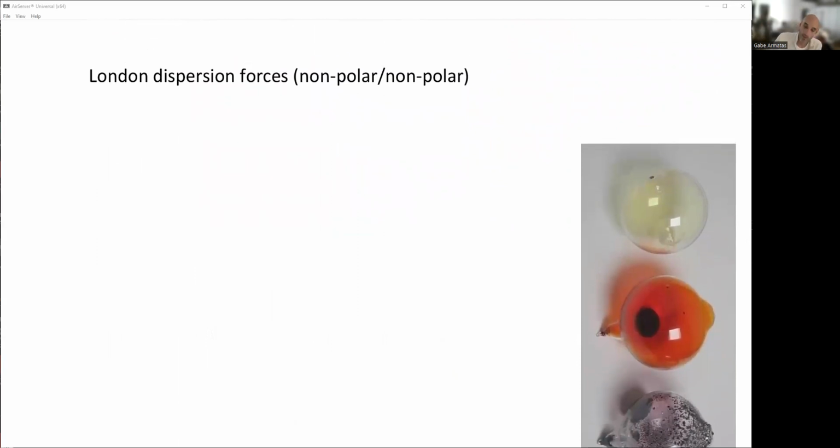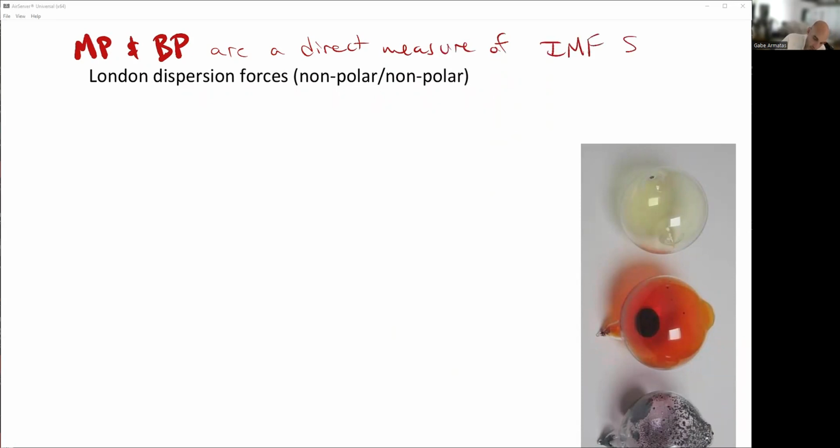First of all, before I continue, I am going to talk about melting point and boiling point. Mostly boiling point, but melting point and boiling point are a great way, a kind of direct measure, of intermolecular force strength. Meaning, if I have a higher boiling point, that means that I have higher intermolecular forces holding them together. The greater the boiling point, the better they're held together.